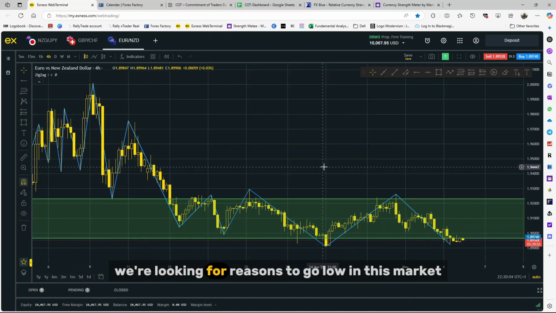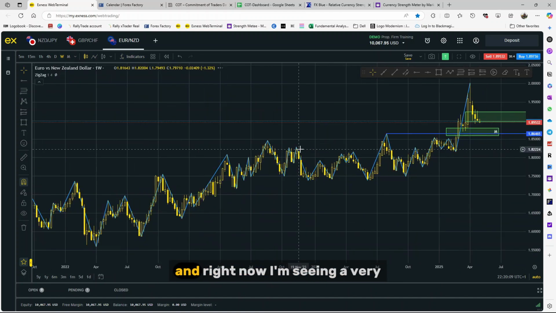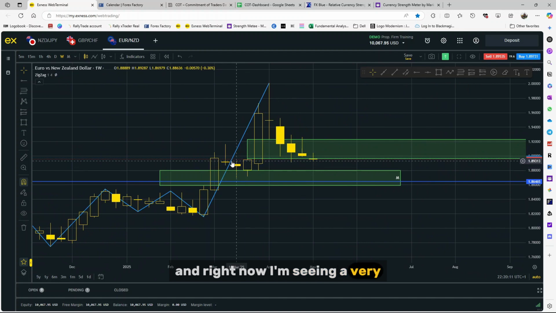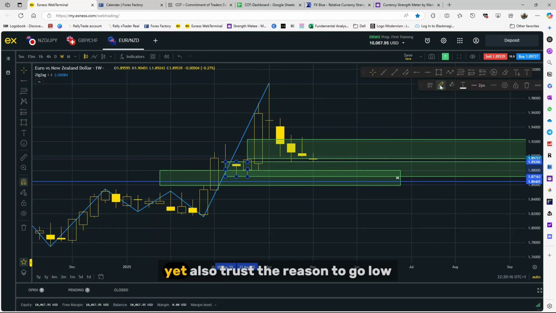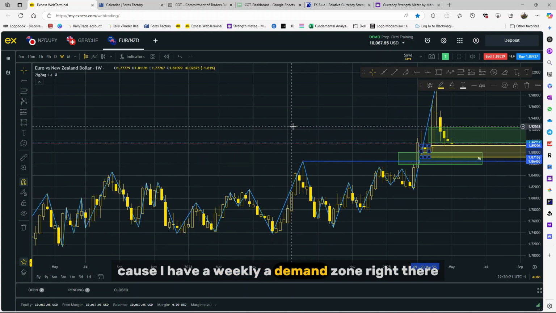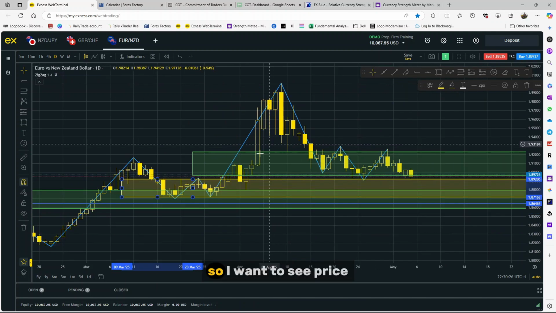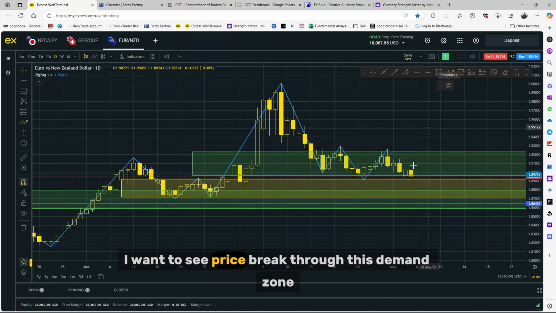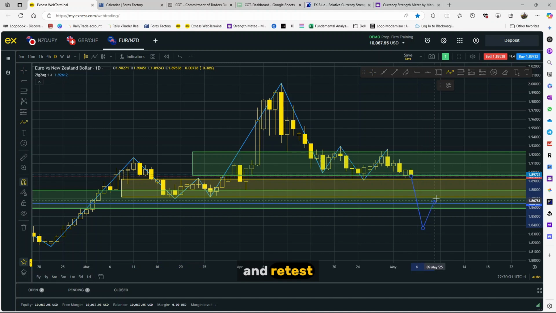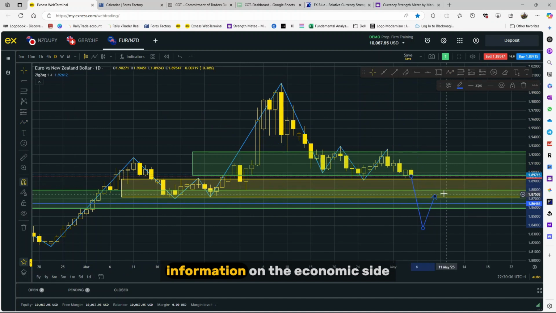Nevertheless, we're looking for reasons to go low in this market. We're looking for reasons to go low, and right now I'm seeing a not so trustworthy reason to go low yet, because I have a weekly demand zone right there, a very good, clear weekly demand zone. So I want to see price break through this demand zone and retest. Then I will watch for the information on the economic side and see whether I would short.